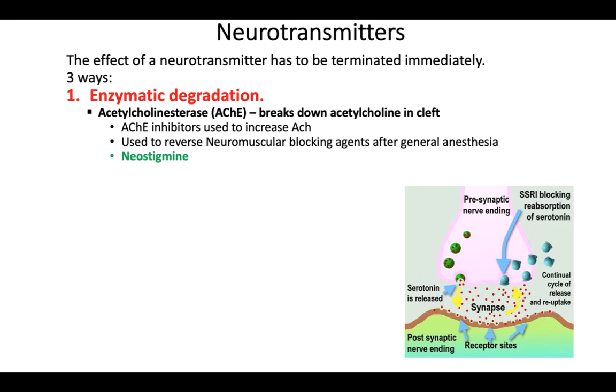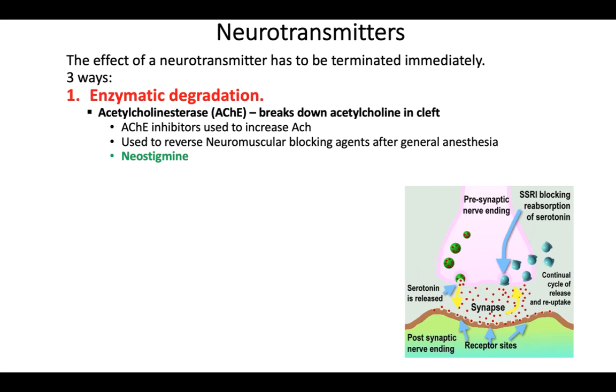All right. And these agents, this class of medications, these acetylcholinesterase inhibitors, you can also use them to reverse general anesthesia. So remember, anesthesia involves muscle relaxers. So when you have a neuromuscular blocking agent, where you're causing muscle relaxation during anesthesia, you can reverse that by raising the acetylcholine levels by inhibiting that enzyme.